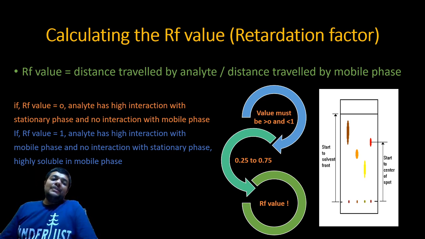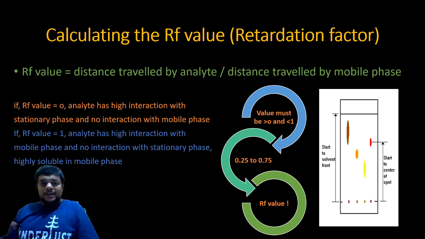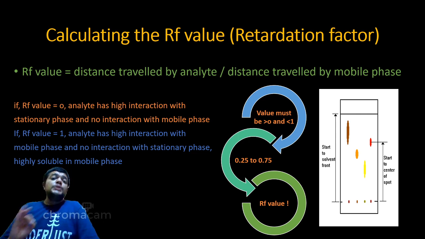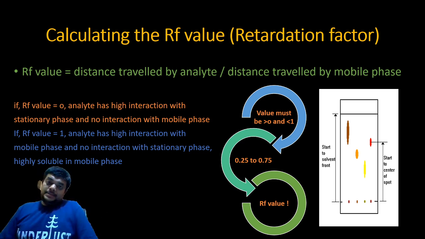Analyte has a high interaction with the mobile phase and no interaction with the stationary phase, and is highly soluble in the mobile phase. Then and only then will it move, otherwise it won't move. So this is what RF is. Remember very well, retention time was just the time taken by a sample to pass from one end of the column to the other end of the column. But the retardation factor value is the ratio of the distance traveled by the sample or analyte divided by the distance traveled by the mobile phase.